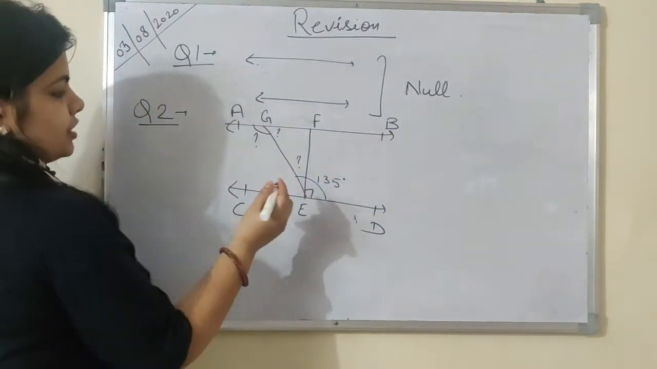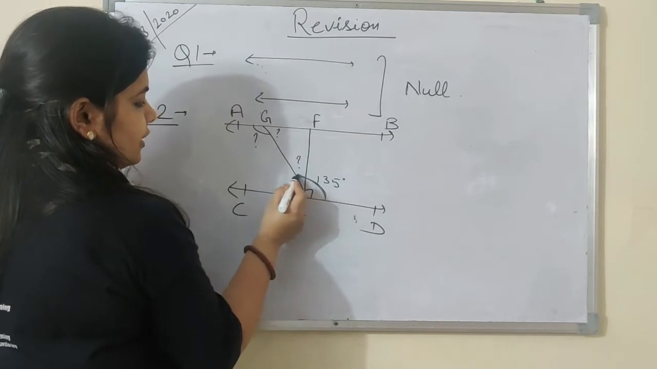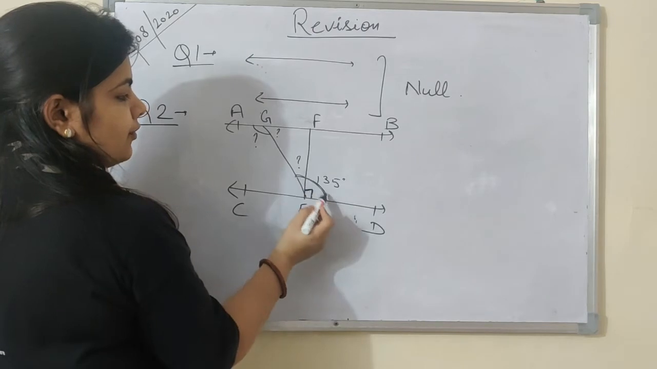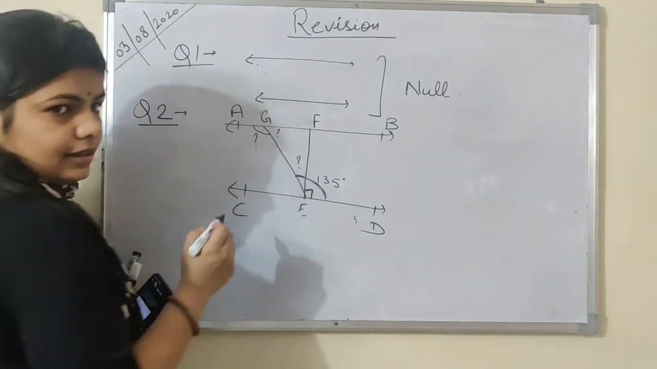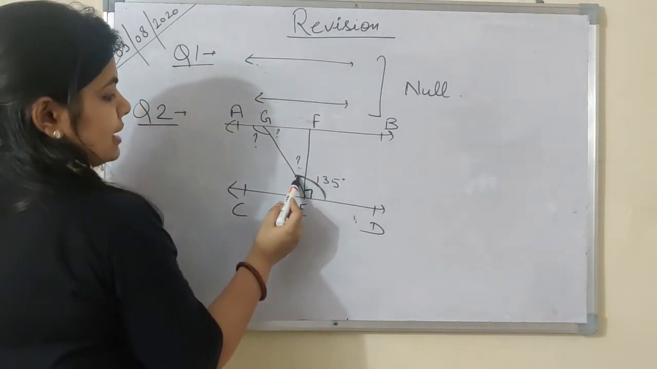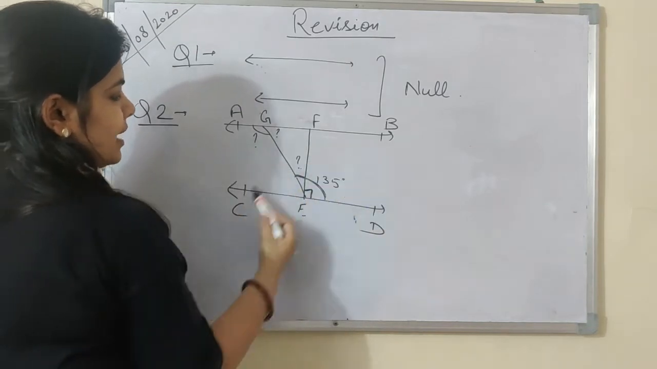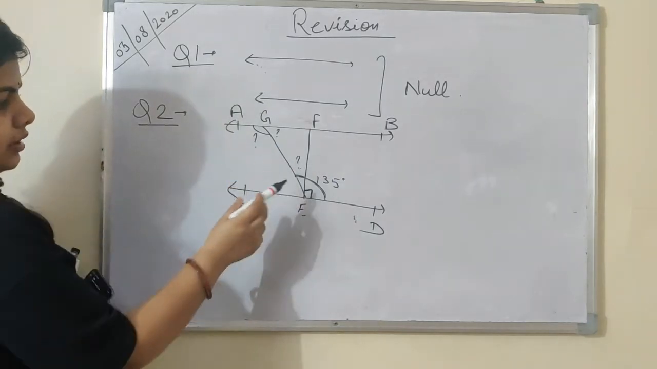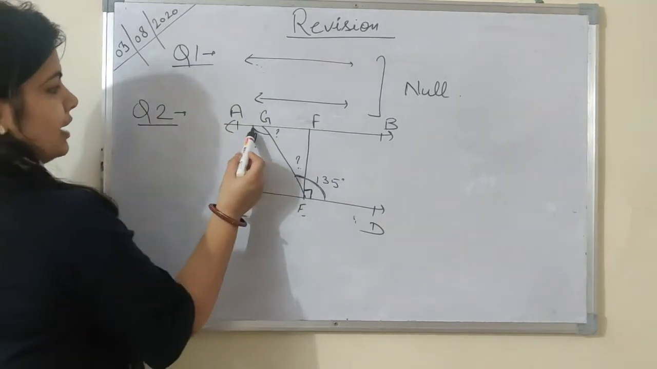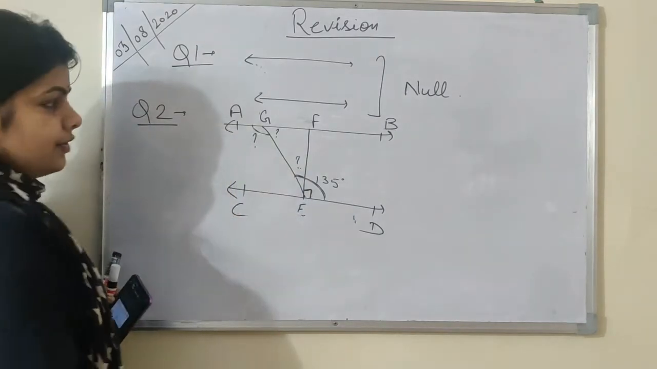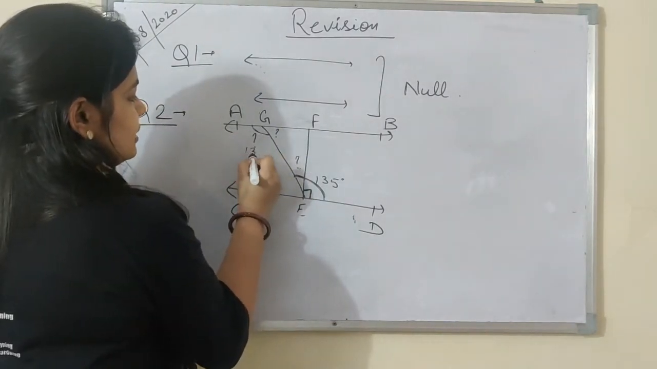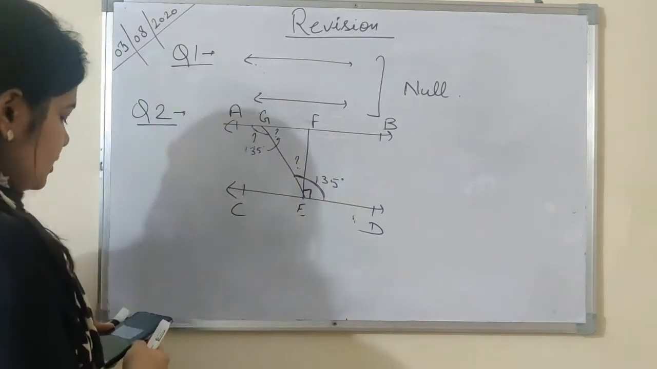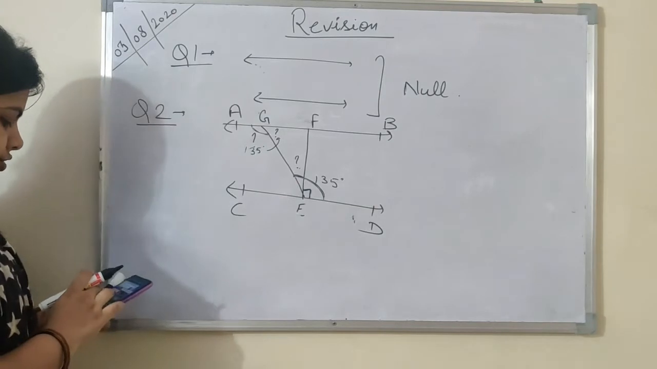So here you can observe that as this full is of 135 degree and this is 90 degree. So if we subtract 90 from 135, we will get this angle. That means this angle. Now as this is 135 and AB is parallel to CD, so we can apply alternate angles to these two angles. So that's why this will also become 135. Then as this is 135, we can find this also by linear pair. So this is our question number 2.